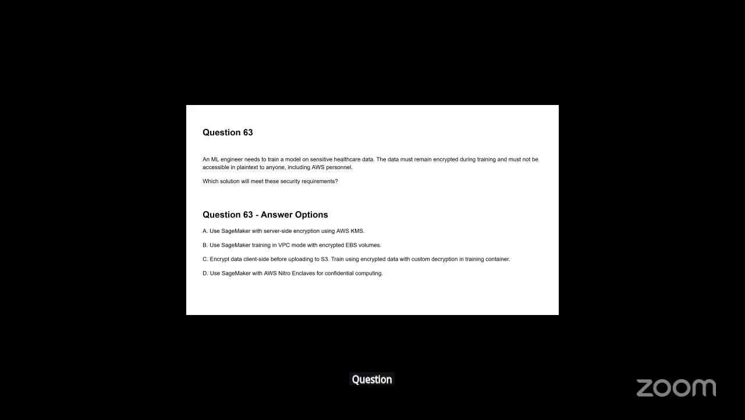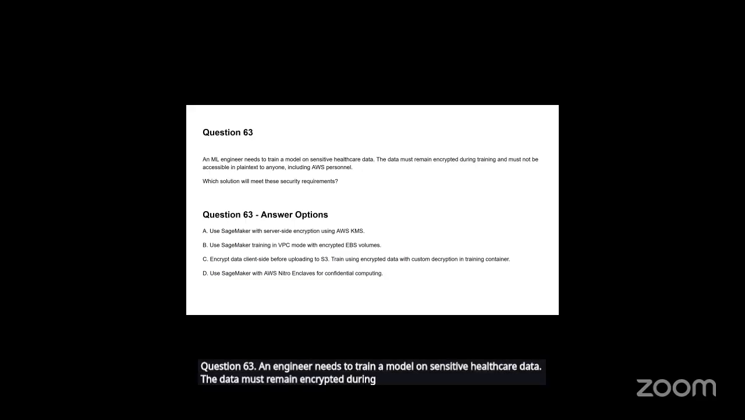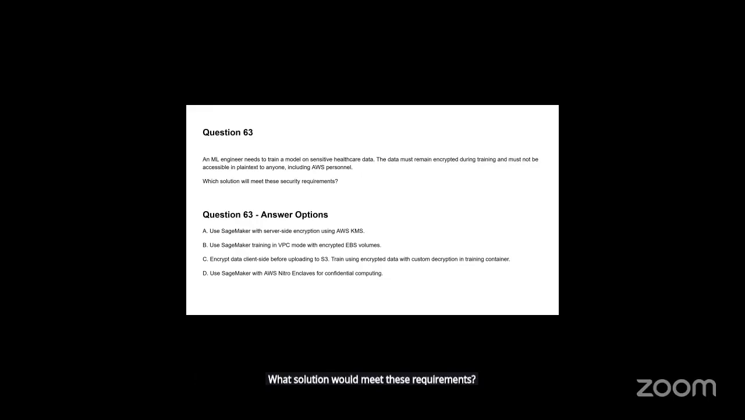Question 63. An engineer needs to train a model on sensitive healthcare data. The data must remain encrypted during training and must not be accessible in plain text to anyone, including AWS personnel. What solution would meet these requirements? SageMaker with server-side KMS, SageMaker training in VPC mode, encrypting data client-side before uploading to S3, or using SageMaker with Nitro enclaves for confidential computing.